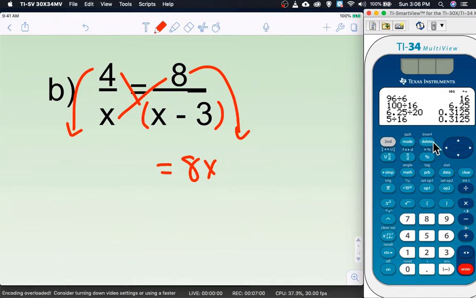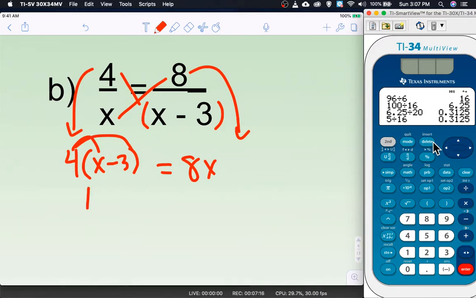I need to take the 4 times the whole expression, x minus 3. It's going to look like this: 4 times the expression x minus 3. And the way we're going to do that is just using our distributive property. I'm going to distribute 4 times the x and 4 times the 3. I'm solving right now. 12x minus, what am I doing? That's not 12x. My brain was working ahead. 4x minus 12 equals 8x.